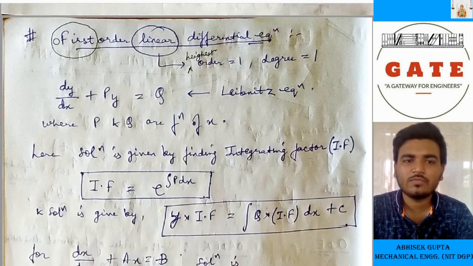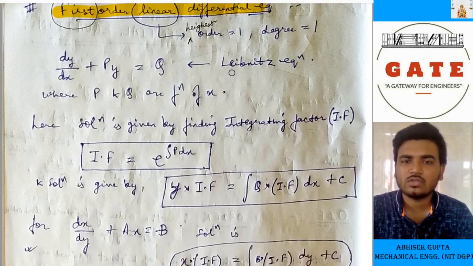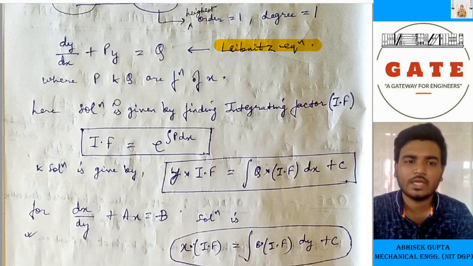Next we come to first order linear differential equation. Here the highest order is 1 and degree is also 1. It's also called the Leibniz equation. You can identify it as dy by dx plus py equal to q, where p and q are functions of x. Or the equation can be dx upon dy plus ax equal to b, where a and b are functions of y.